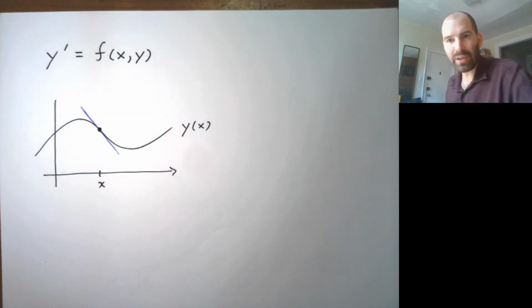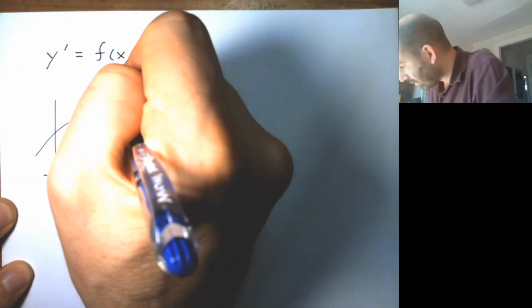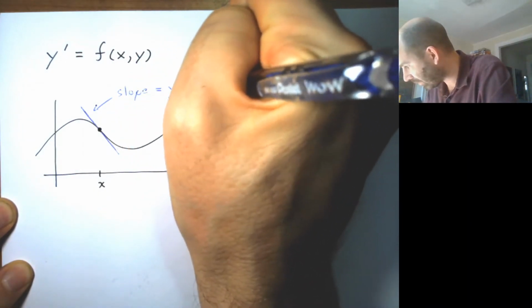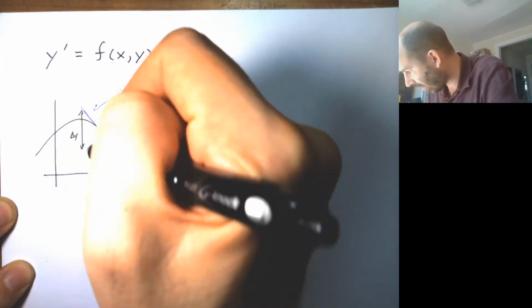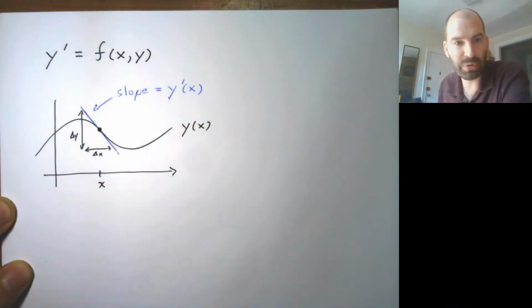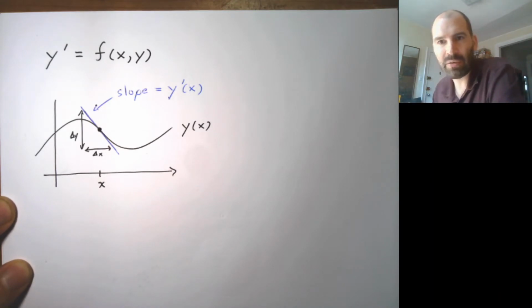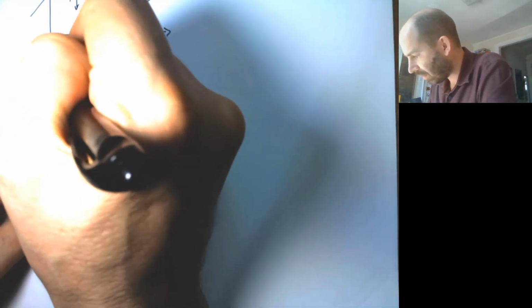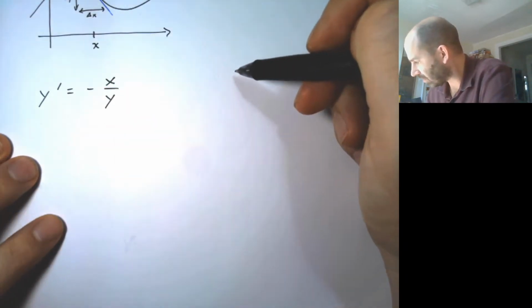And what is the slope of the tangent line? It is the derivative, right? So the slope of this line is just y prime of x. And we remember that the slope is just the change in y over the change in x between any 2 points on that line. Okay? So we're going to use this knowledge to get an idea of what the graph to a differential equation may look like. So let us start with the differential equation. The one I'm going to start with is this one. Y prime equals negative x over y.